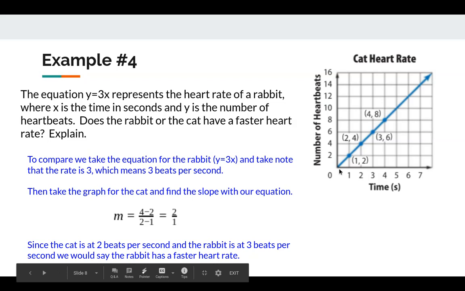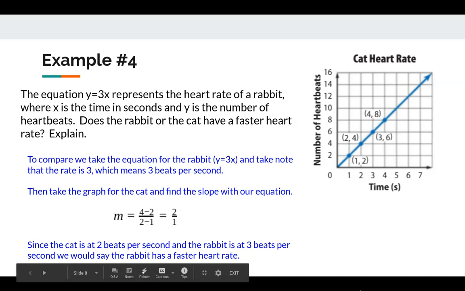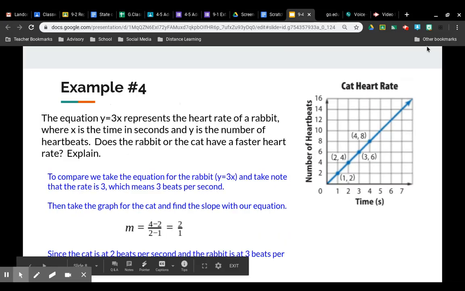Now, the neat thing with direct variation, because it starts at the origin, is that if I want to find the unit rate, I have a value of 1, so I can just go up and over to the 1. I went up 2 over 1, so therefore that rate would have been 2 over 1. Just a little trick there for you guys, and hopefully it helps you out.